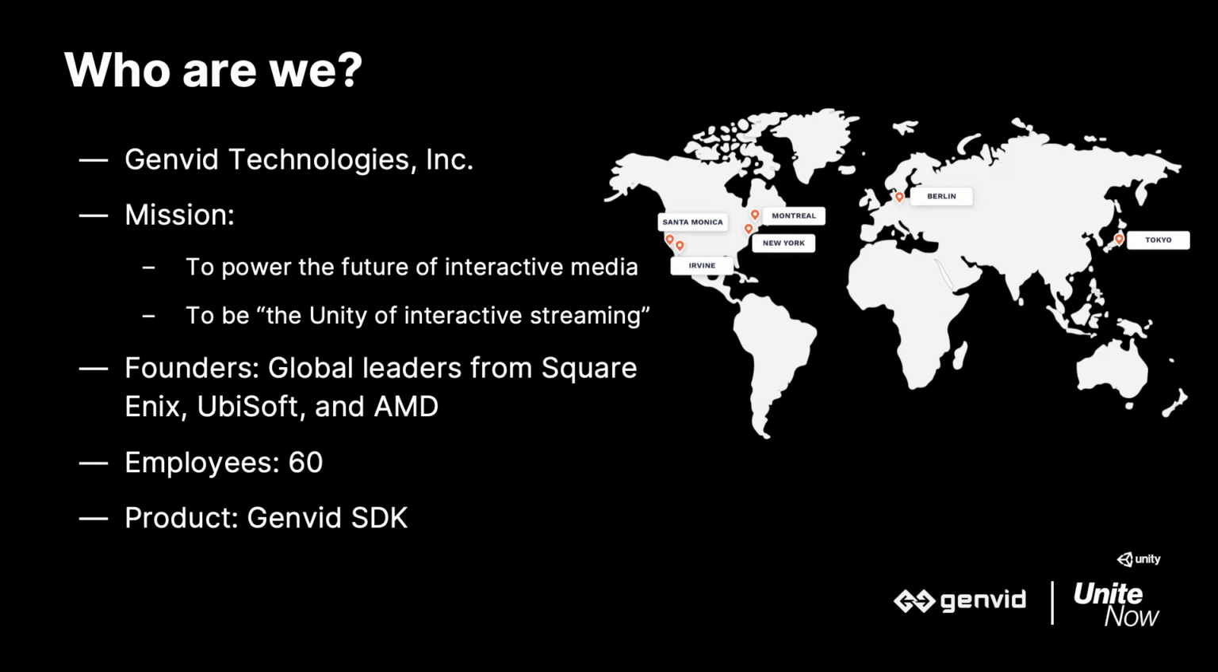Now, let me introduce our company. We are Genvid Technologies, founded in 2016 by veterans from Square Enix to build a technology that can power the future of interactive media. Our goal is to become the Unity of interactive streaming, to make it easy for everybody to create interactive streaming and open the door for the next generation of entertainment. When I joined this company a year and a half ago, there were only 30 people, and now we have twice as many people in 6 offices around the world.